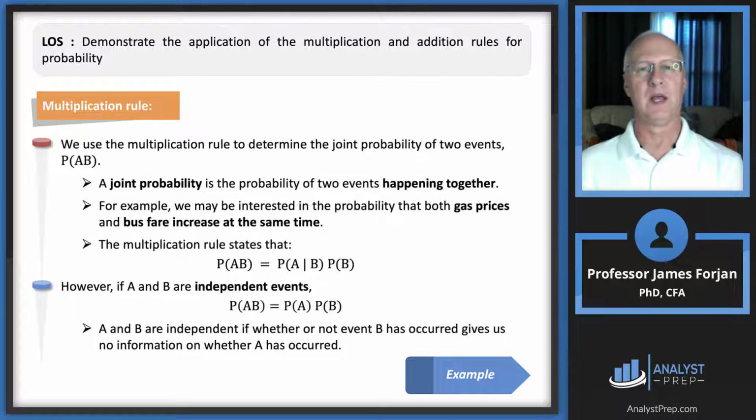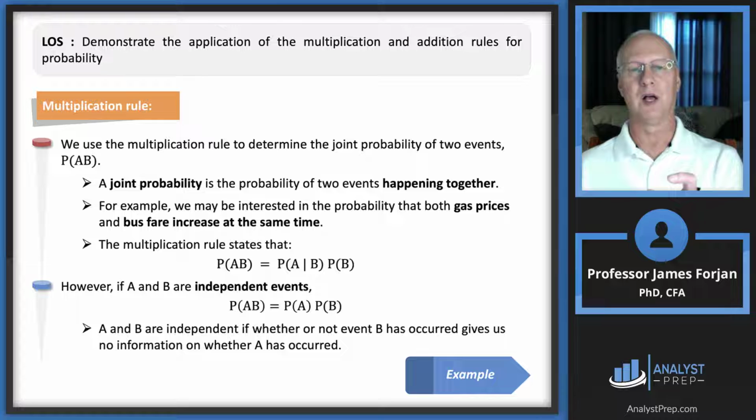All right, so remember I said in the LOS introduction we're going to have to do some rules. So here's a multiplication rule, and we're going to have to worry about whether or not we have a joint probability, which is the probability of 2 events happening together. Here's the example: both gas prices and bus fare increase at the same time. The multiplication rule states that the joint probability of A and B is equal to the probability of A given B, which we just did on that previous slide, times the probability of B.